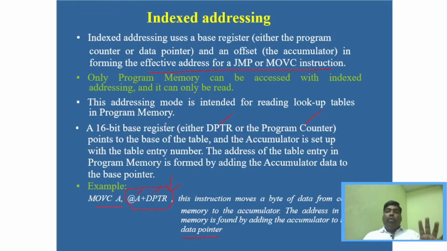Indirect addressing also gives the location where you can find the address directly. All you have to do is go to R0 or R1 to find the address location. But in indexed addressing, the controller has to find the address itself, by adding the accumulator and DPTR. Then it goes to that address, and whatever value is present there is moved to the accumulator. Hope you are clear with this indexed addressing.